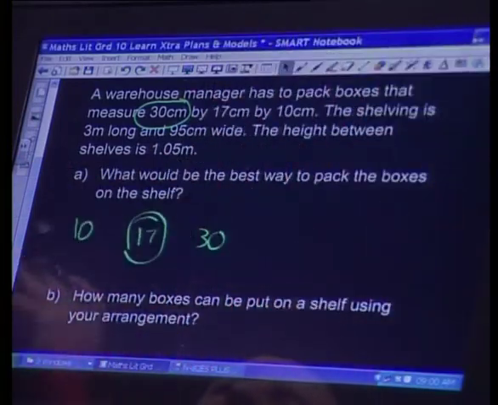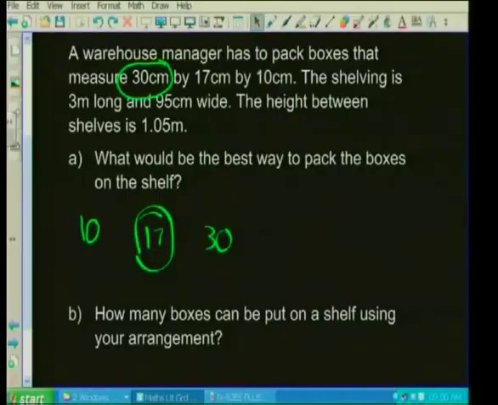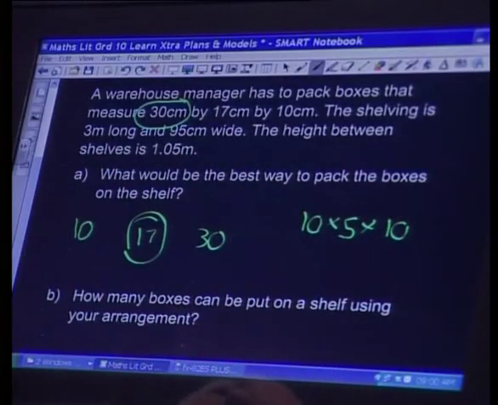We said if I put the 30 centimeter side across, I can fit 10 boxes. But that would mean that the depth, the 17 centimeters, would take up 5 boxes. So we multiply that, sorry, let's just erase there. 10 times 5. And that means for the height of the boxes, because they're 10 centimeters in height now, we can only fit up to another 10. So on one shelf, I could fit 10 times 5, which is 50, times another 10, which is 500.